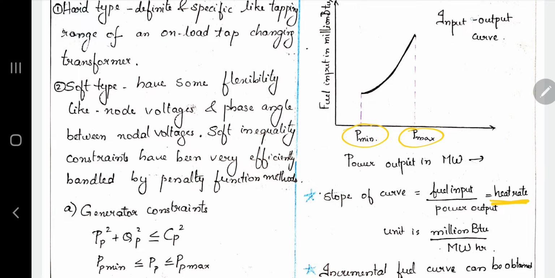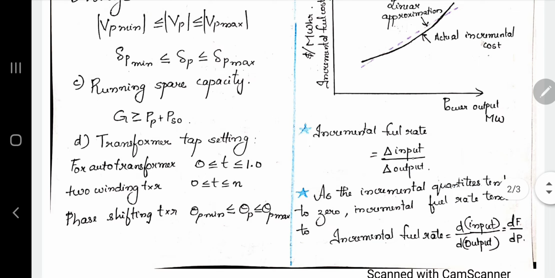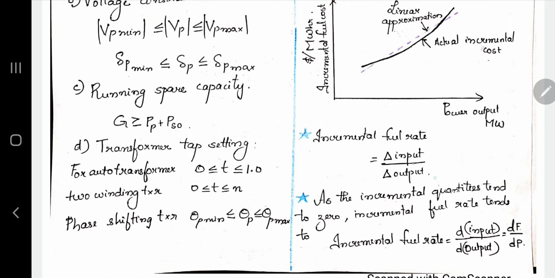Now from this curve itself we can make another curve which is known as the incremental fuel curve. This is the point we are interested in. Here we can obtain an incremental fuel cost with respect to the power output in the system. According to the power output, what is the increment in the fuel cost? The incremental fuel rate is obtained as delta input by delta output. As the incremental quantities tend to 0, we can express it as dF by dP, where F is the fuel input and P is the power output.